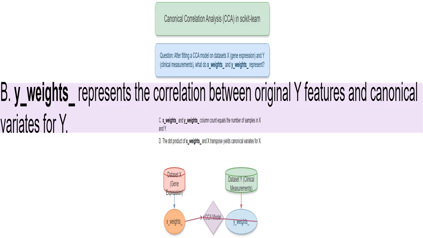y_weights_ gives you the weights, or coefficients, that are applied to the original features of dataset Y to create the canonical variates for Y. It doesn't directly give the correlation. Think of it like this: the weights show you how much each original feature contributes to the new, combined feature, the canonical variate, not its correlation with the new feature.